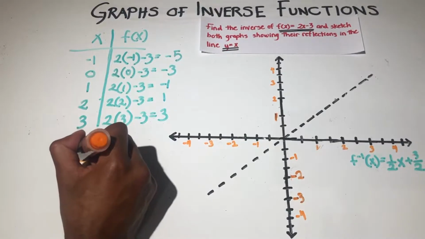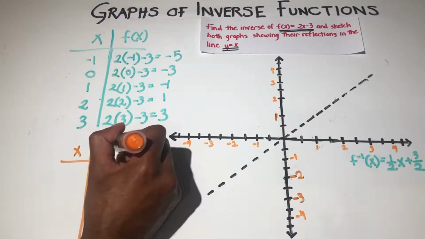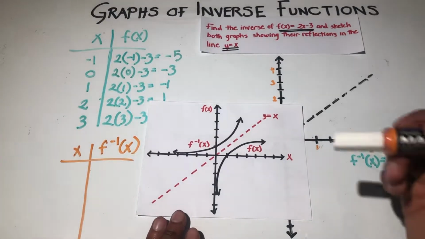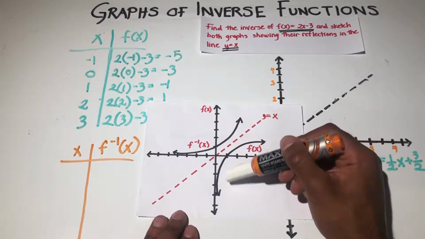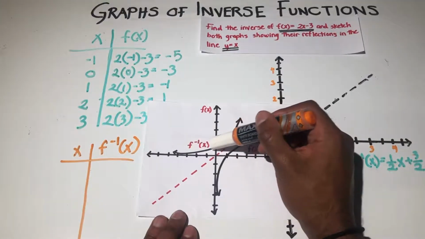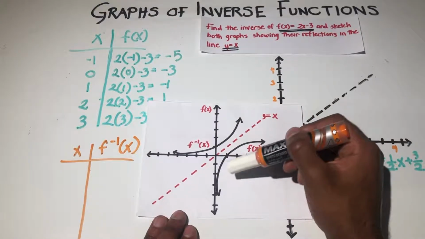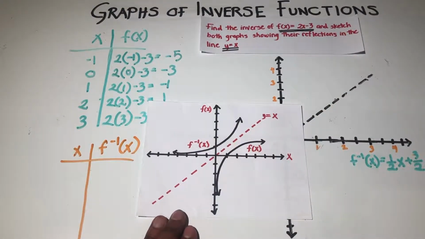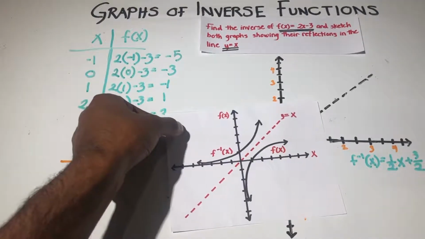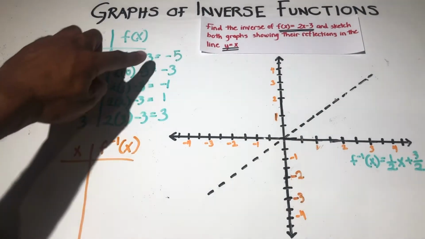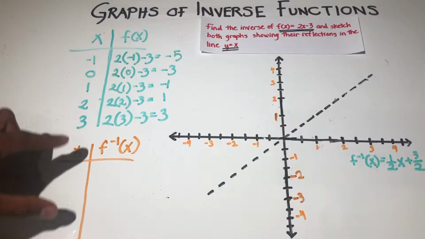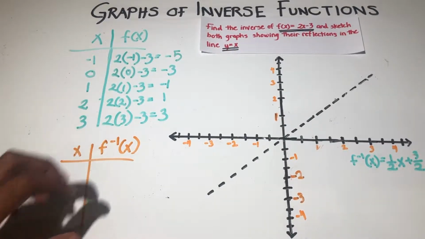And if you recall what I said before regarding the coordinate points, the x values of the original function would be the y values of the inverse function, and the y values of the original function would become the x values of the inverse function. So we don't have to do any math. We can just take all those y values and put them here, and then take all those x values and put them here.